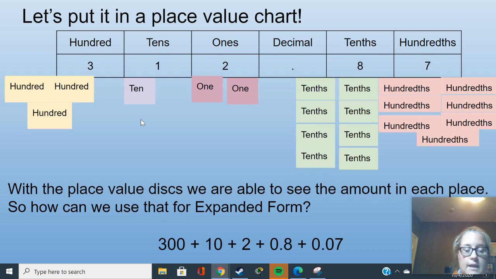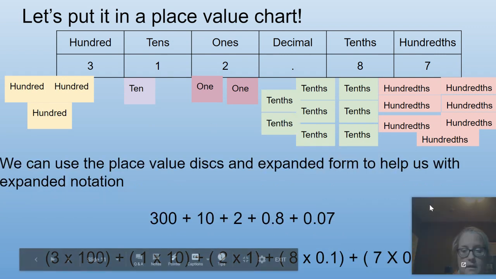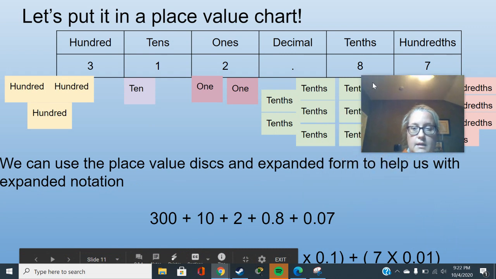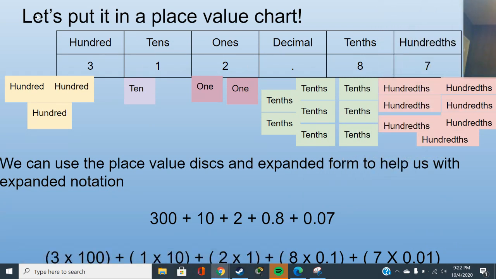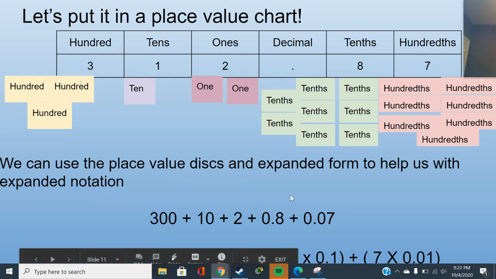All right, let's look at how it's different. I got to move my camera again. So let's put it way over here. Okay, so I'm going to look at my place value chart. I still have the same number. I still have all of my place value discs representing my number. I still have my expanded form. Now I'm going to look at the expanded notation.